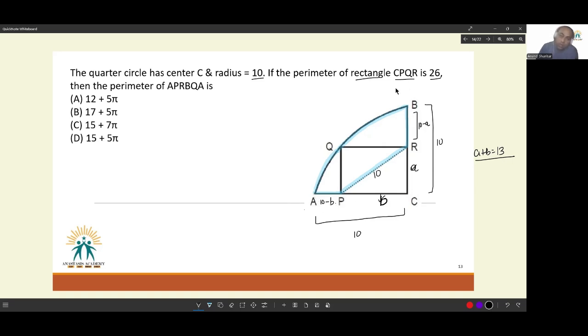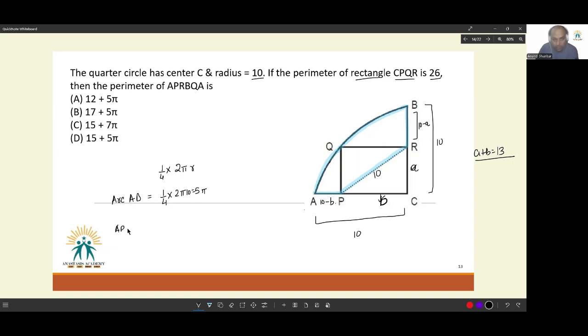Okay. Now, arc AB will be 1 by 4 of the entire circumference, which is 2 pi r. So 1 by 4 into 2 pi into 10 is 5 pi. This is for arc AB. The perimeter of arc AB is 5 pi.